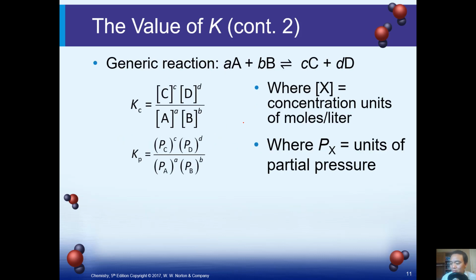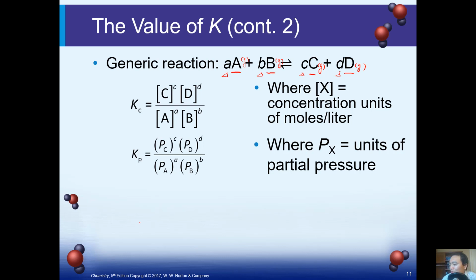For a generic equation, as you see over here, let's indicate the phases because it's quite important for this chapter. So let's say A exists in gas phase, B as well, and C, D. So the uppercase letters A, B, C, and D represent different chemicals, with A and B being the reactants and C and D products. The lowercase a, b, c, d are the chemical coefficients which are used to balance the chemical reaction.